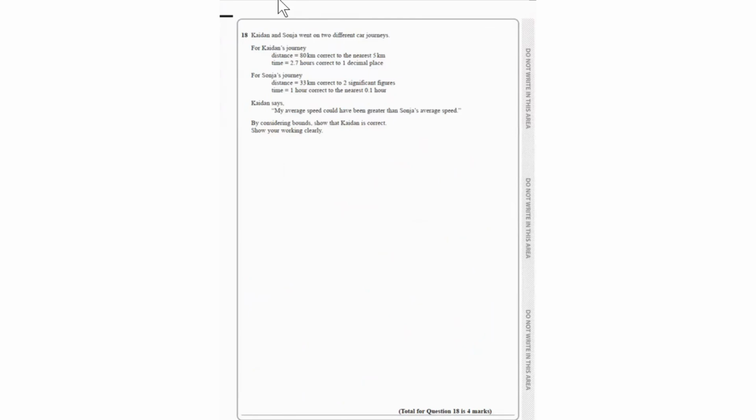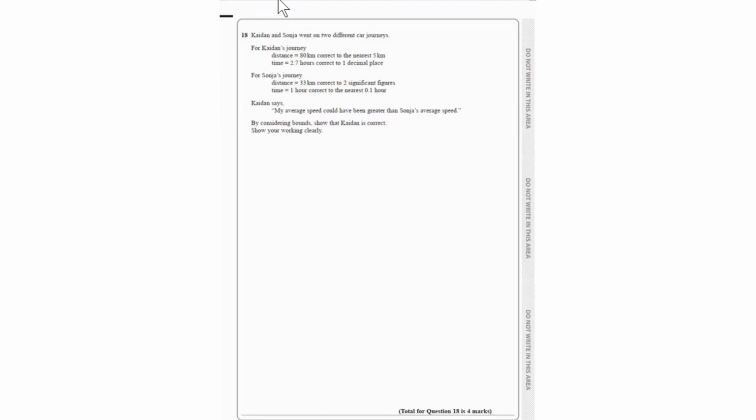For Kaidan's journey, distance is 80 kilometers, correct to the nearest 5 kilometers. Time is 2.7 hours, correct to one decimal place. For Sonja's journey, distance is 33 kilometers, correct to two significant figures. Time is 1 hour, correct to the nearest 0.1 hours. Kaidan says, my average speed could have been greater than Sonja's average speed. By considering bounds, show that Kaidan is correct.